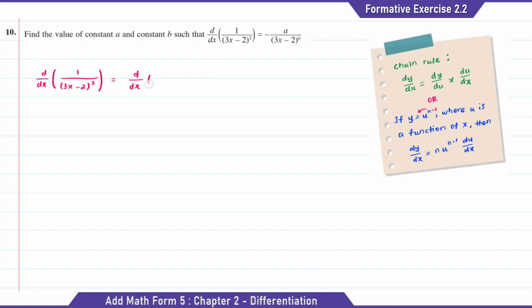This is the same as differentiating (3x minus 2) to the power of negative 3. When we differentiate this, we're going to get negative 3 bracket (3x minus 2) to the power of negative 4. Then differentiate the terms in the bracket, which is going to be 3. So here negative 3 times 3 is going to be negative 9. Then the answer will be negative 9 over (3x minus 2) to the power of 4. So now by doing comparison with the answer given, A is equal to 9. Then B is equal to 4.